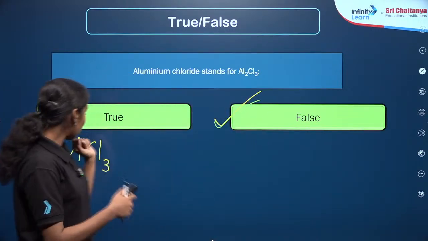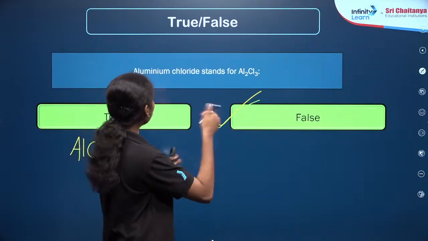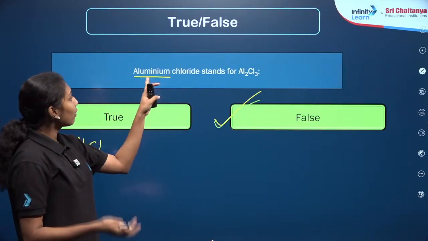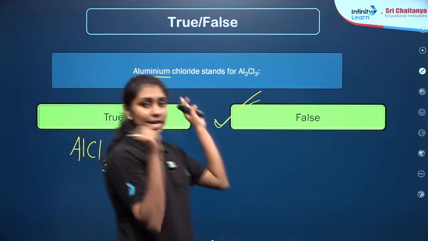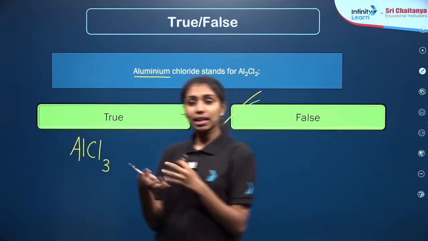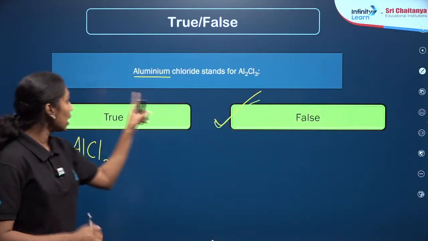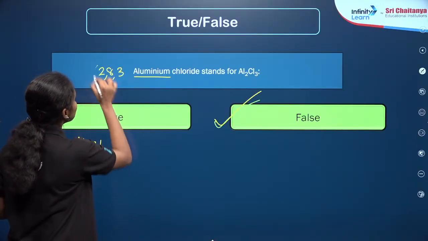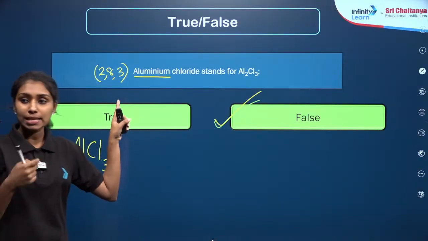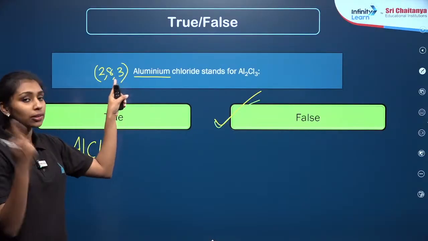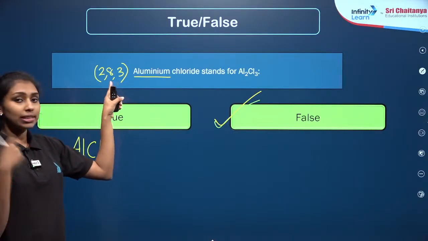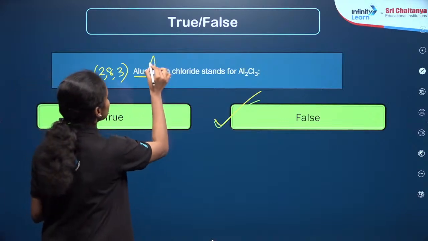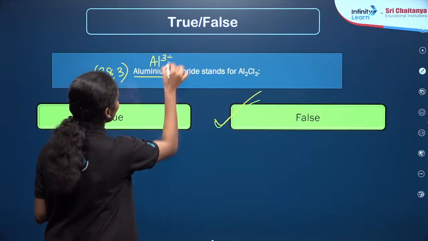For example, in aluminum chloride, as we already know, aluminum is the metal, right? Aluminum has the atomic number of 13, so the electronic configuration is 2, 8, 3. So what is the valency of this aluminum? It can lose 3 electrons to get stability, so it will release 3 electrons to form Al3 plus, right? That is the valency of aluminum.